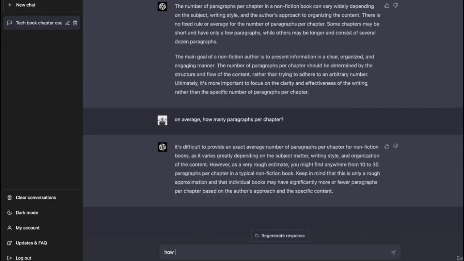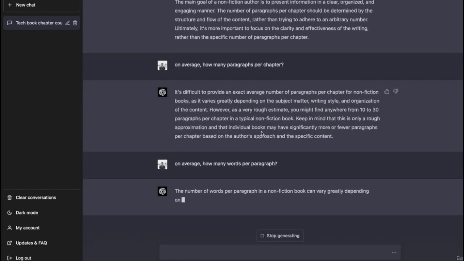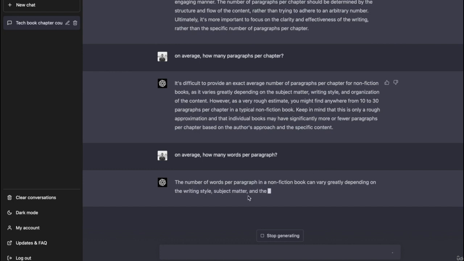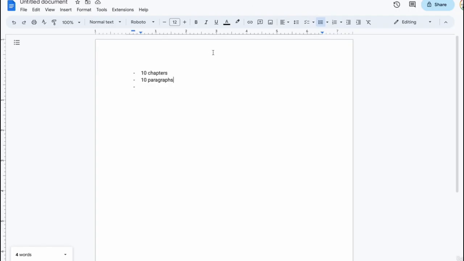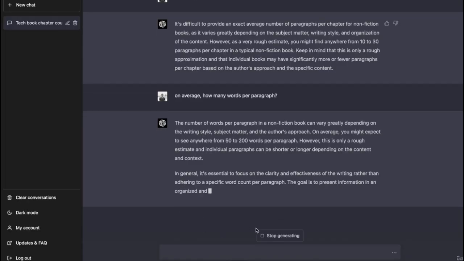And then on average, how many words per paragraph? It's pretty hesitant to give me exact numbers. And of course it does vary a lot, but I just want to get the averages. So again, keeping it simple, 50 words. That's what we're going to go for. 50 words per paragraph. So this is what we want the book to look like. Now, okay, thank you. I'm going to stop generating.